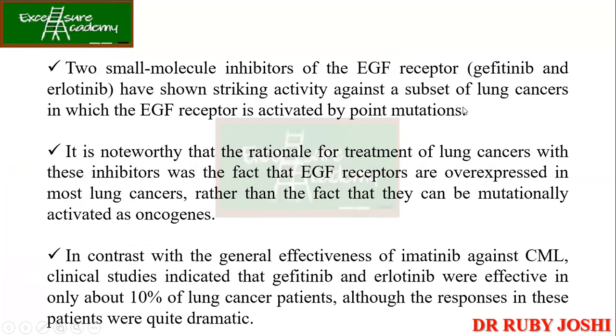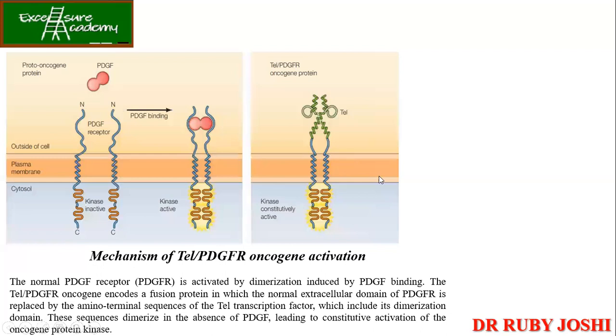So it becomes constitutive. So two small molecule inhibitors of the EGF receptor, that is EGFR, Gefitinib and Erlotinib, have shown striking activity against the subset of lung cancers in which the receptor is activated by a point mutation. So this is an example where you can see that the TEL-PDGFR oncogene activation is there.